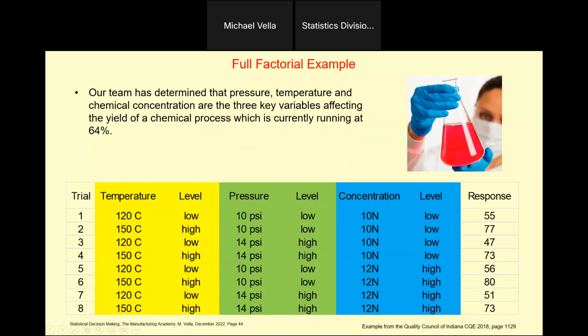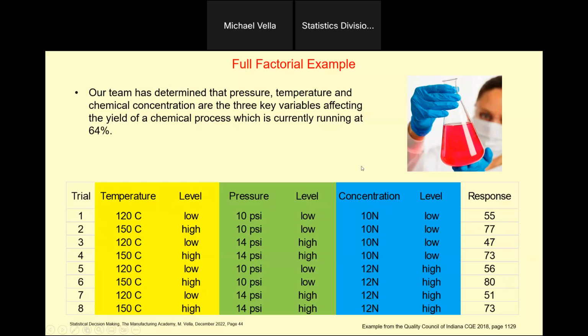So your team has determined that pressure, temperature, and chemical concentrations are the three key variables affecting the yield of a chemical process, which is currently running at only 64%. So temperature in yellow, pressure in green, and concentration level in blue. And you notice the matrix that is provided is, for example, under temperature, it's low, high, low, high, low, high. And pressure, it's low, low, high, high, low, low, high, high. And in concentration, it's 4 lows and 4 highs. We see the responses. Again, this matrix is a full factorial matrix.